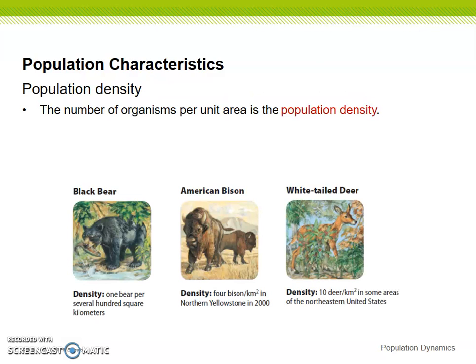The number of organisms per unit area is the population density. It will tell you the species, the number, and the area that they cover. So here we see 1 bear per several hundred square kilometers. American bison, 4 bison per kilometer squared in northern Yellowstone in 2000, and 10 deer per kilometer squared in some areas of the northeastern United States. So it will tell you the number of the population and the area that they are found in.